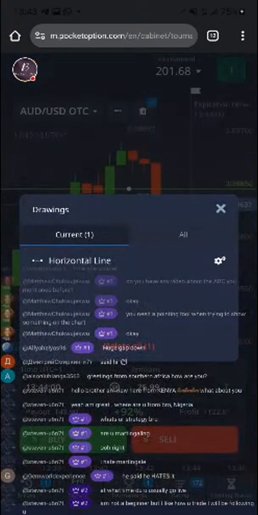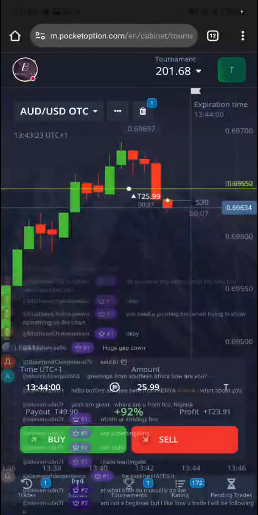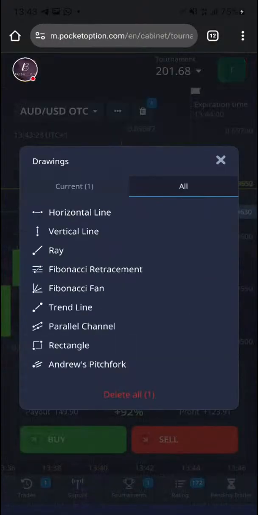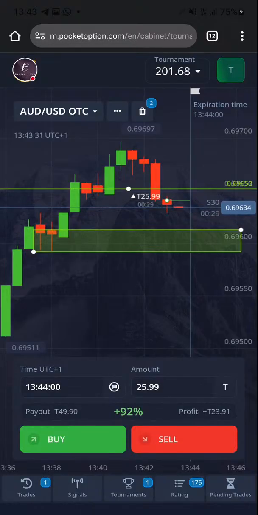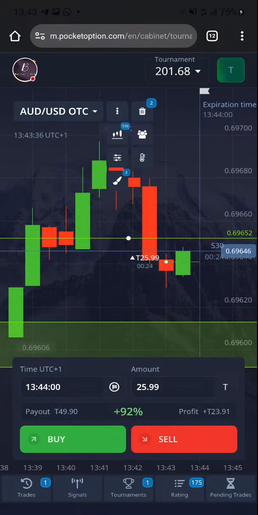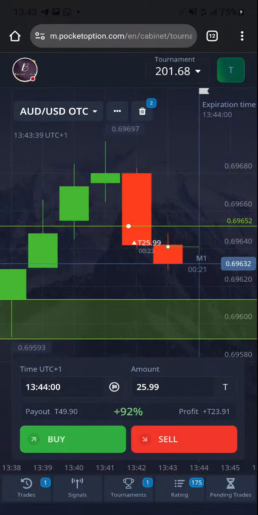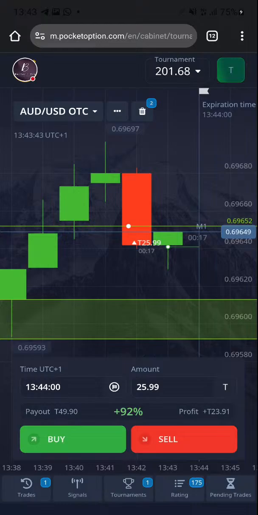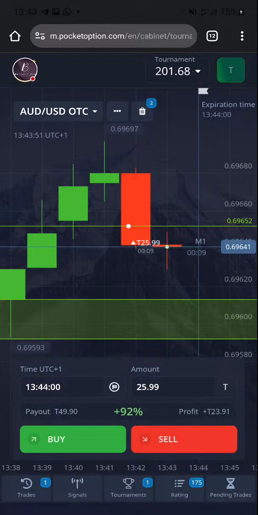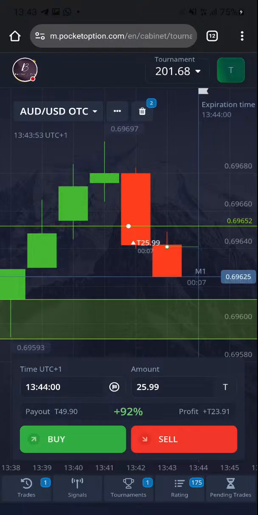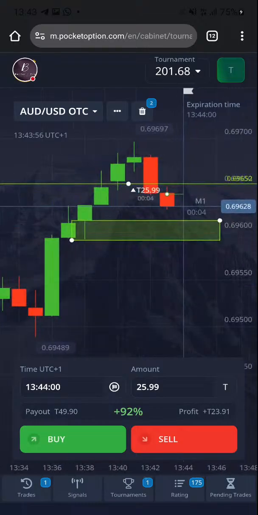Okay, I found the entry. You see, that's very good, Steven. I really appreciate that. If price comes to this demand area, we can still take one more trade. But let's just hold it right here. I'm expecting a green candle actually, and I'll tell you why. So we have 13 seconds. Let's see how it goes. Oh, come on. Okay, no problem.